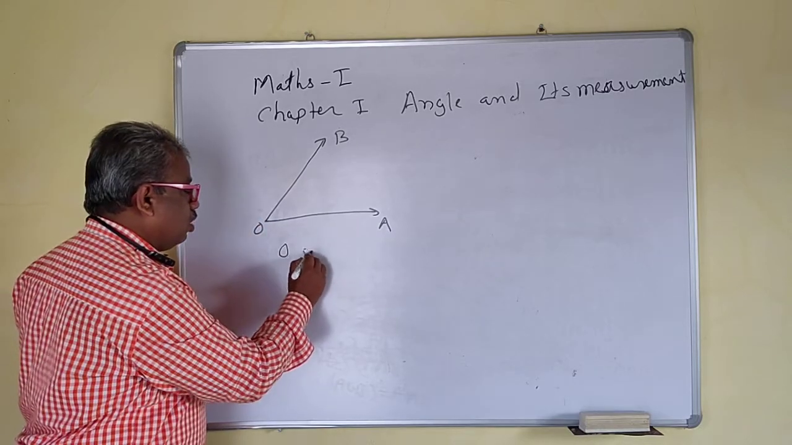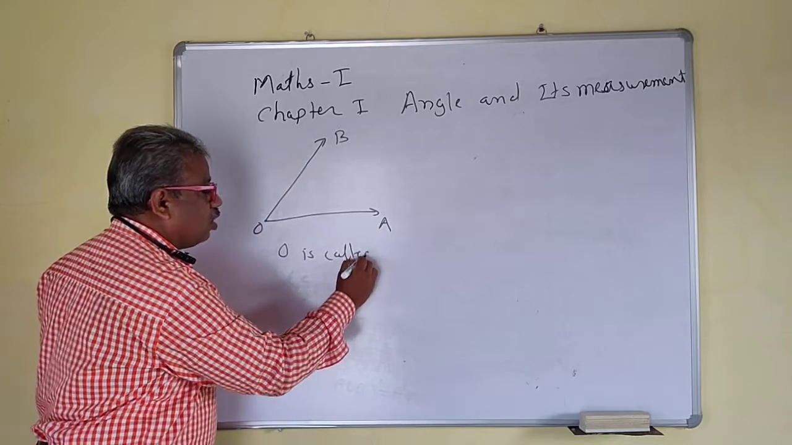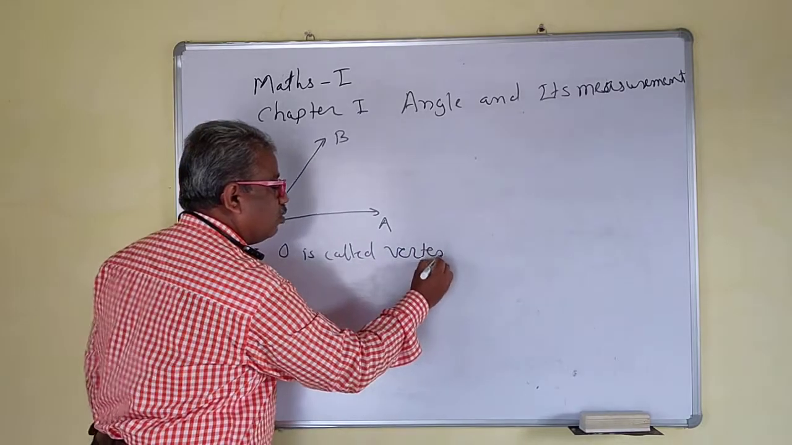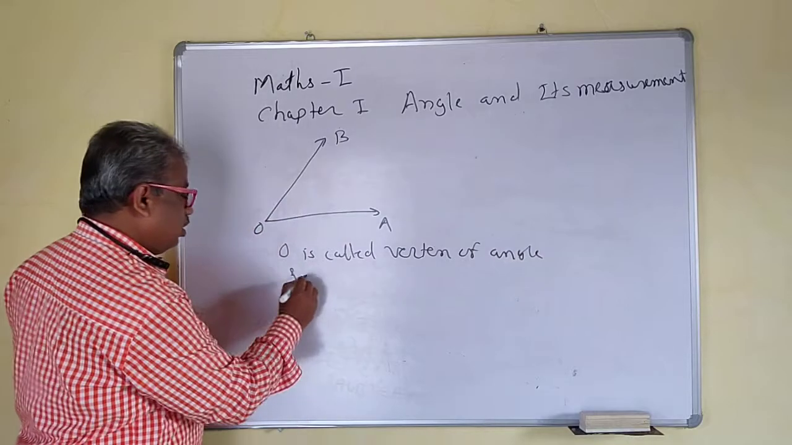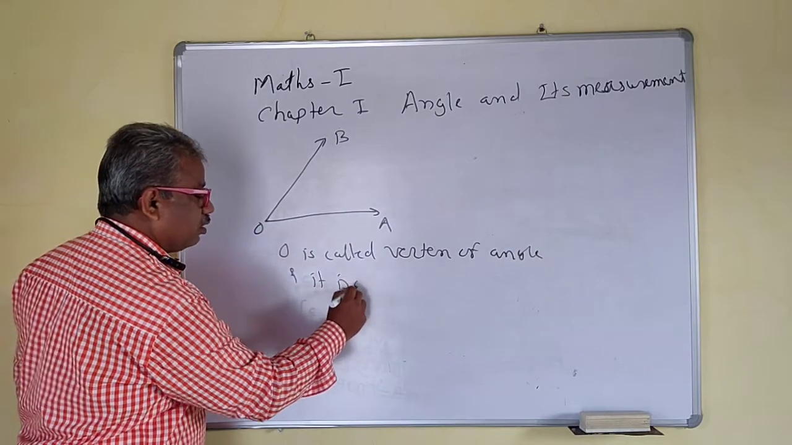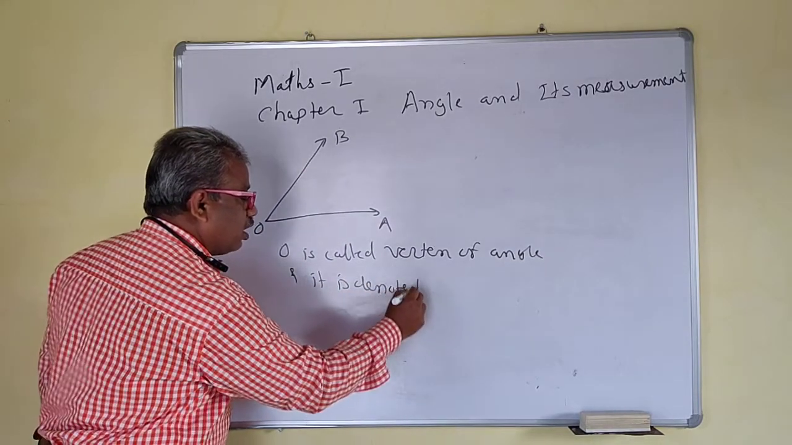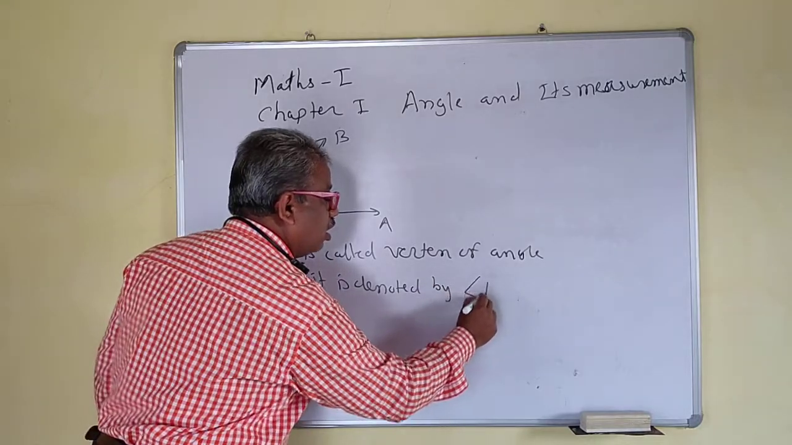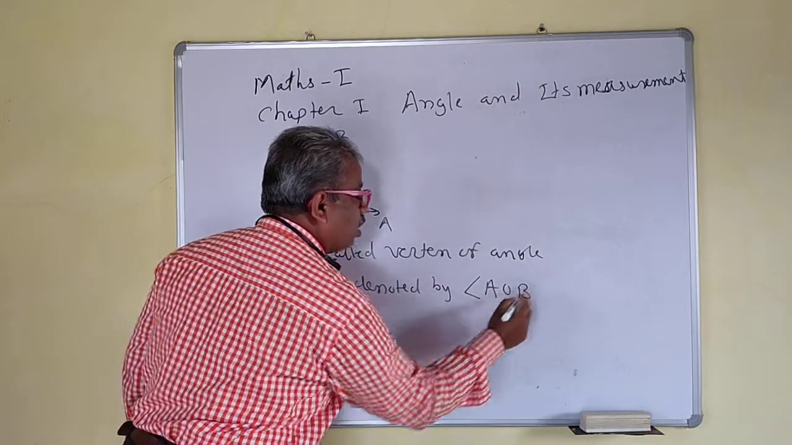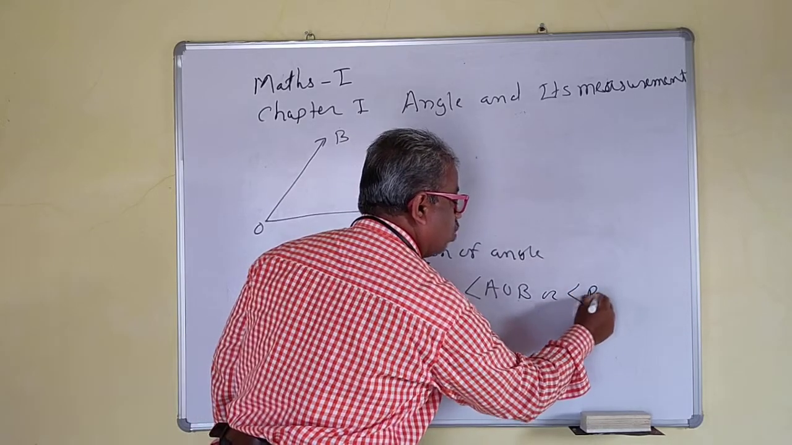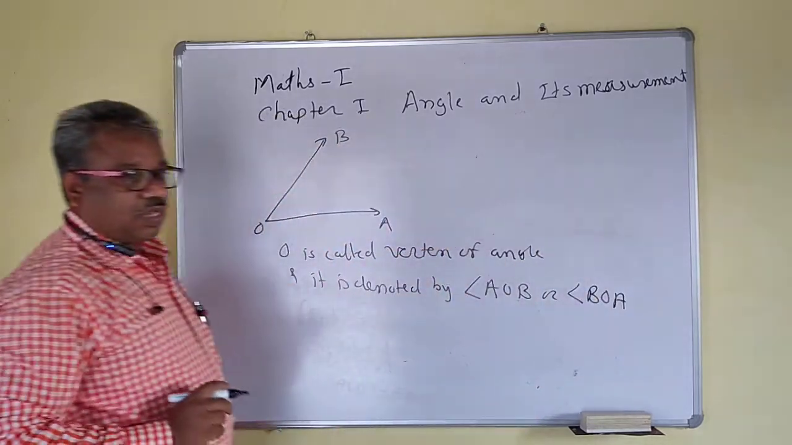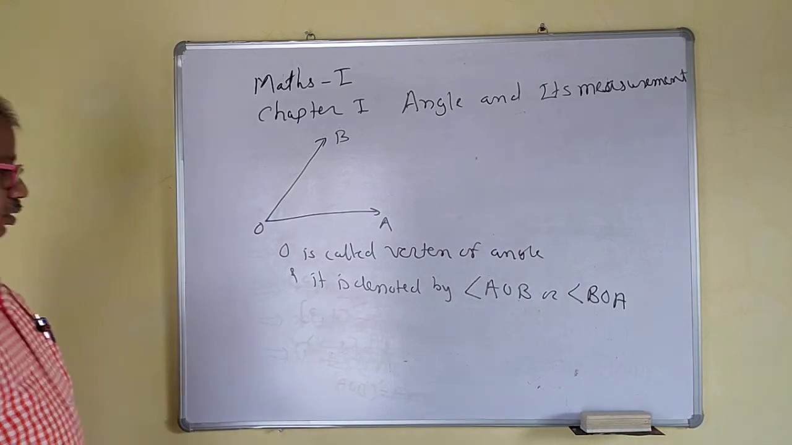So O is called vertex of angle, and it is denoted by angle AOB, or angle BOA. This is the notation of the angle.